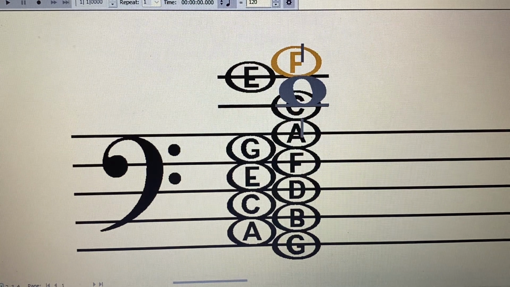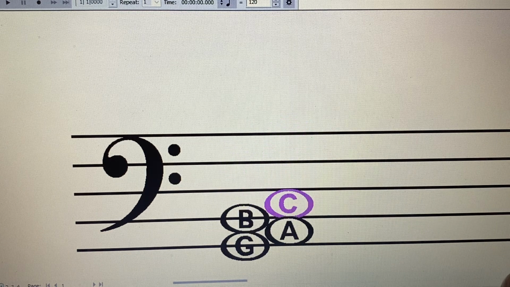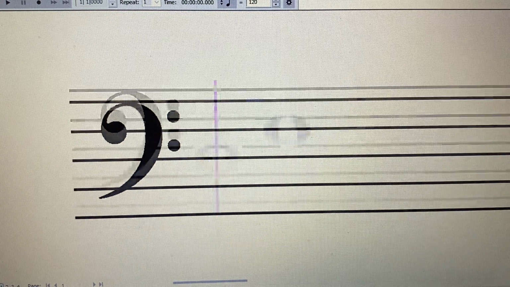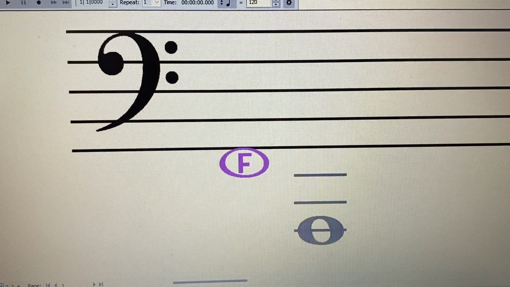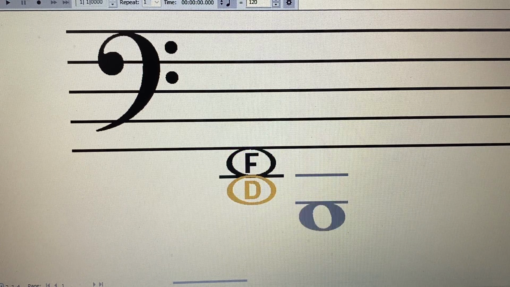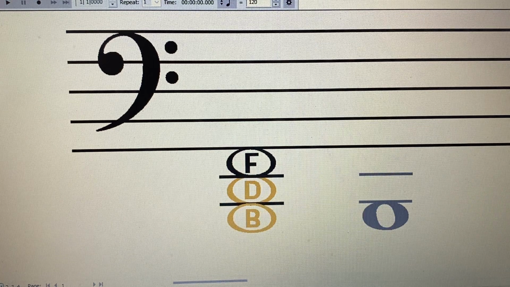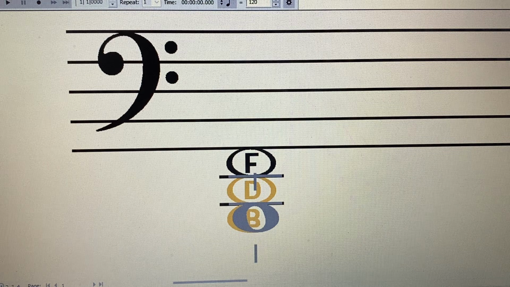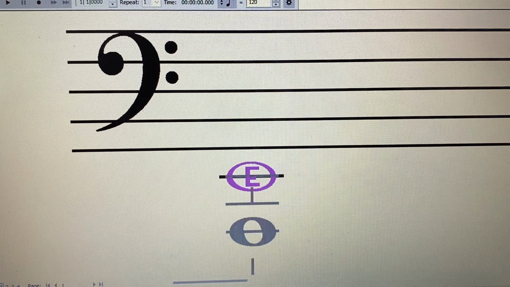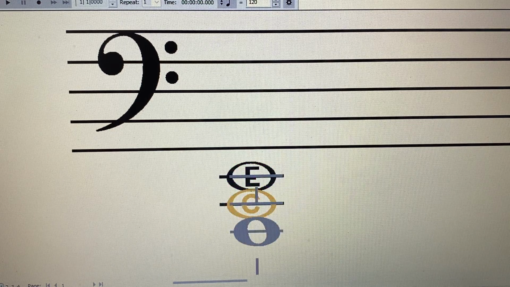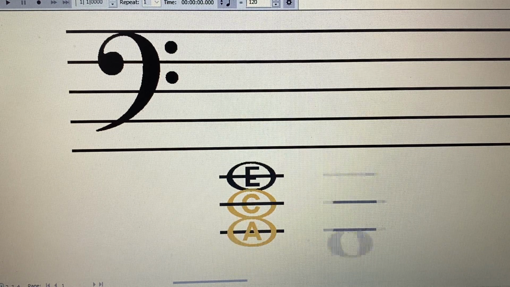Then let's go back to the ledger spaces below the bass clef. For the ledger spaces below the bass clef, the first ledger space is F, the second ledger space is D, and the third ledger space is B. For the lines, the first ledger line below the bass clef is letter E, the second ledger line below the bass clef is letter C, and the third ledger line below the bass clef is letter A.